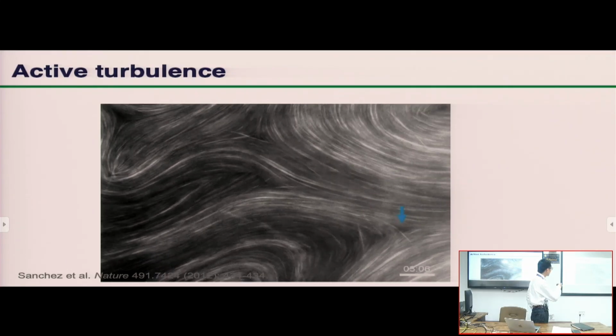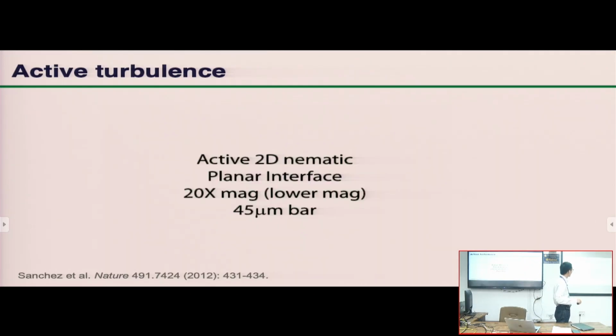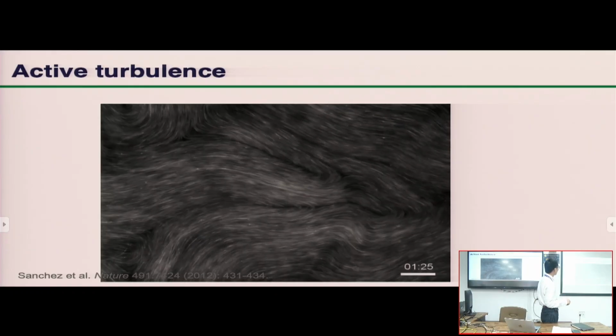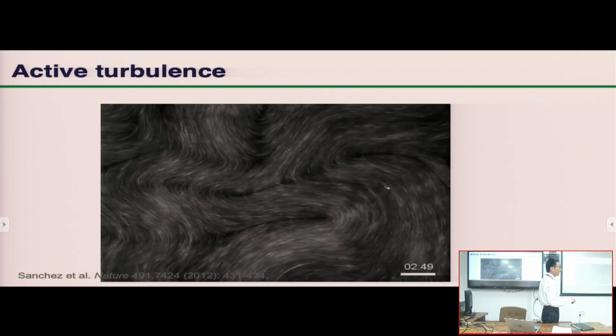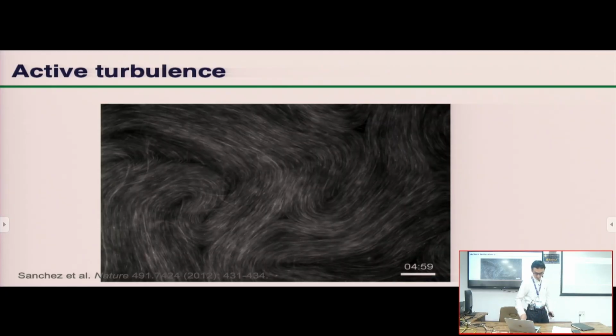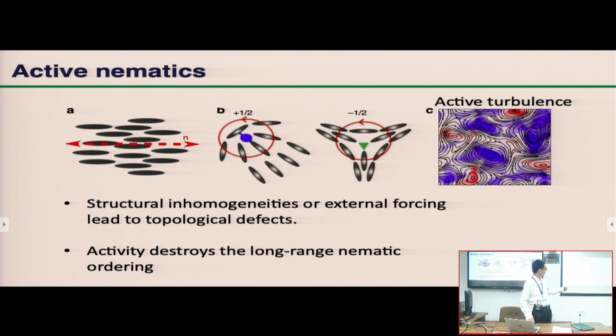So these arrows, those are defects. How they move around is also dynamic in the system.